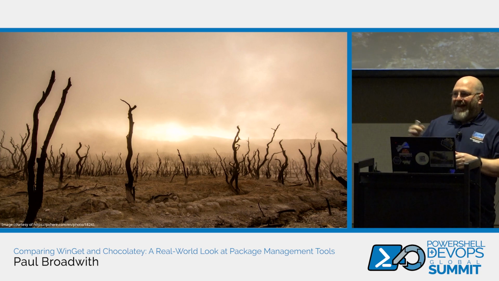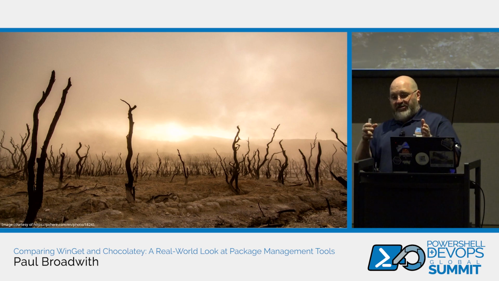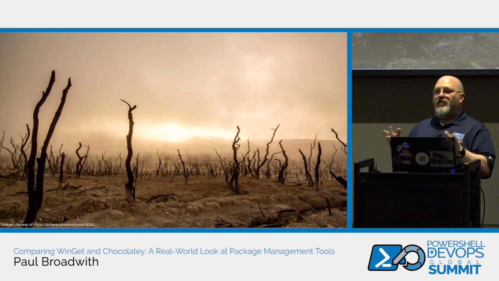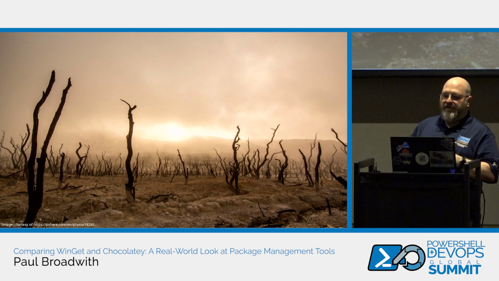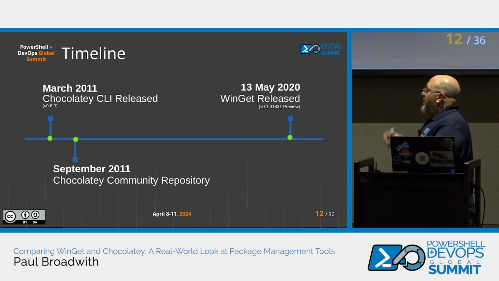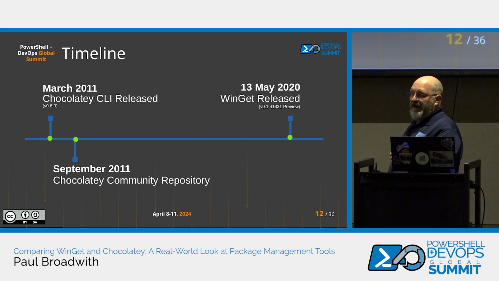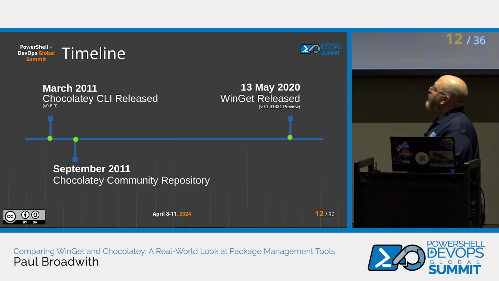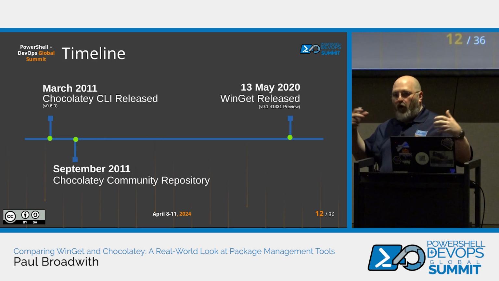Using a package manager, that is much, much easier because you can just install it with a package manager, upgrade it with a package manager, uninstall it, whatever you want to do, you can manage that there. So these things have got a lot easier going forward. So this is a little timeline of package management on Windows. March 2011, Chocolatey CLI was released, version 0.6.0. That's not terribly important.